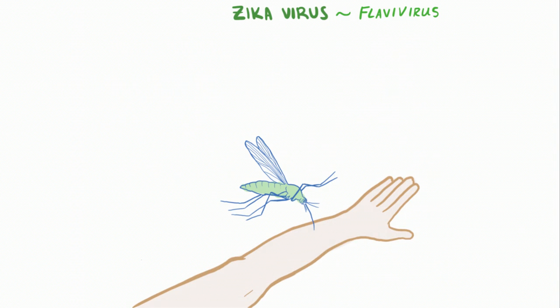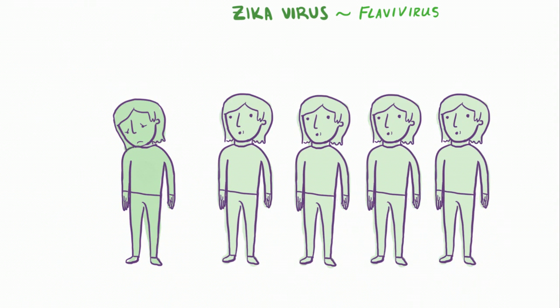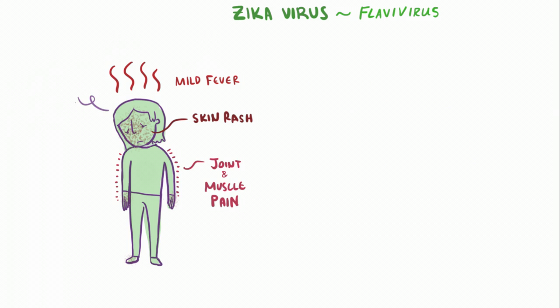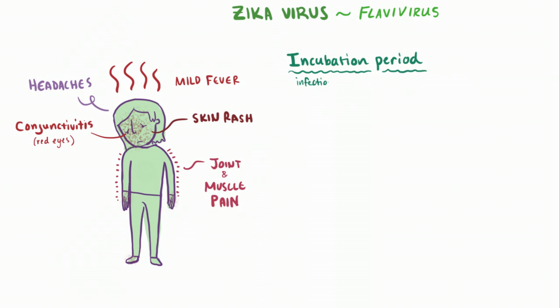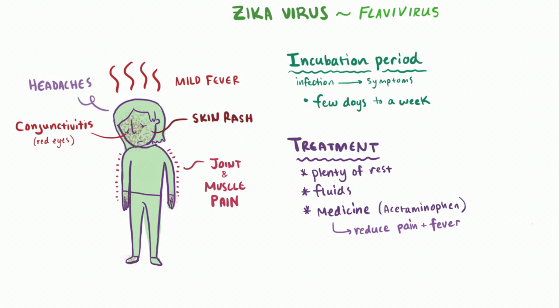As bleak as all that sounds, our immune system's actually pretty good at fighting off Zika virus, and only 1 in 5 get sick from infection, and often the others won't even notice that they've been infected. Common symptoms when patients have them are mild fever and skin rash, but some also experience muscle and joint pain, headaches, and conjunctivitis, or red eyes. The incubation period, or time from infection to symptoms, isn't known, but it's thought to be from a few days to a week. Treatment usually just involves treating the symptoms, things like getting plenty of rest, drinking fluids to prevent dehydration, and taking medicine like acetaminophen to help reduce pain and fever.